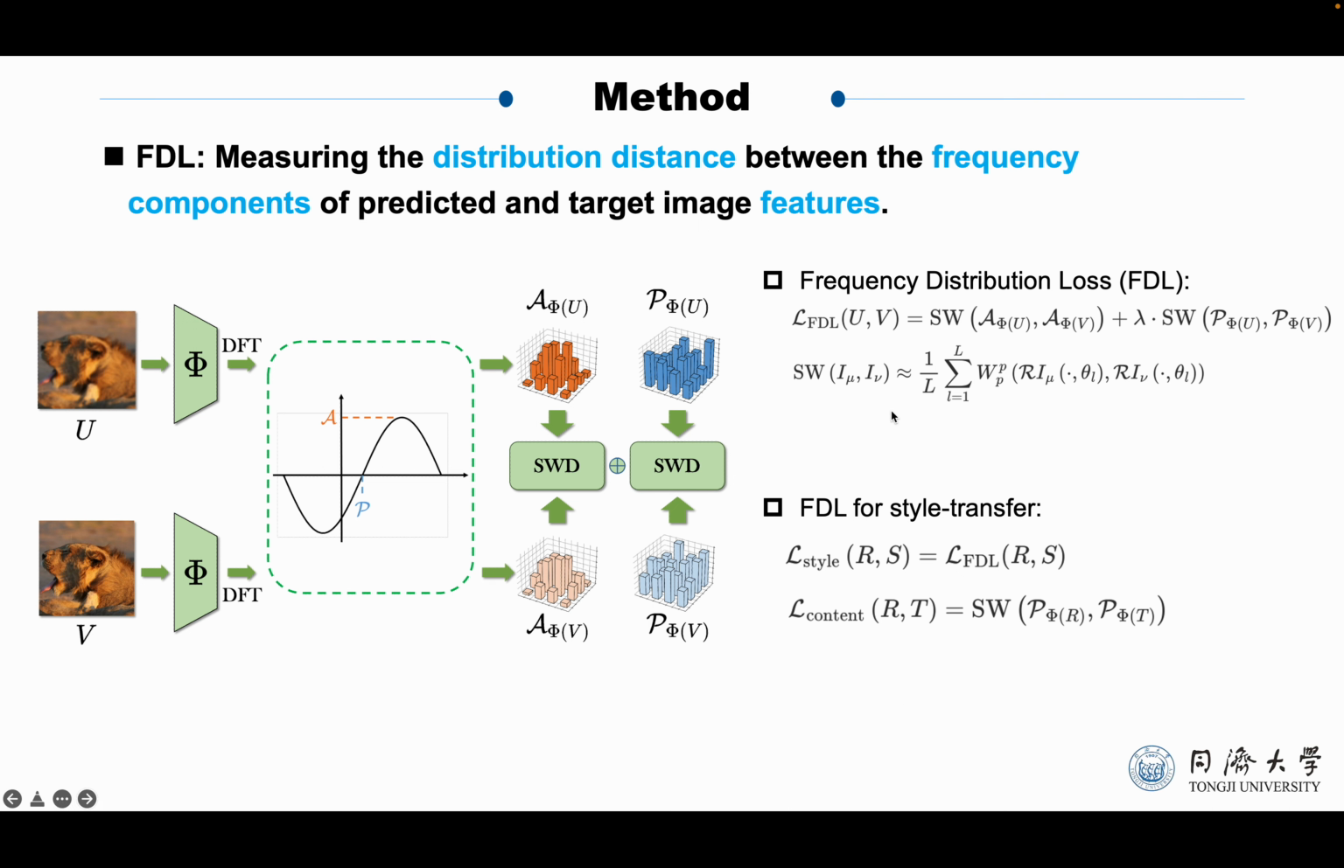When using FDL for image transfer, we use the proposed FDL as the style loss, and the SWD between the feature phases as the content loss, because the phase of the feature is more likely to correlate with content-related information.